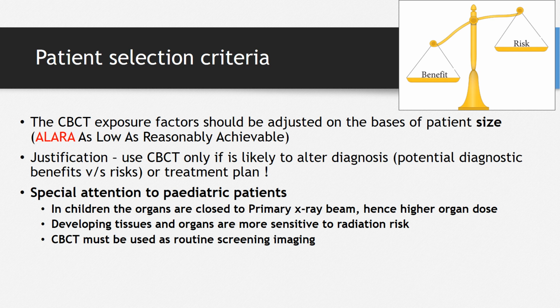So, it's important to pay special attention to pediatric patients, especially children. The organs are closer to the primary X-ray beam, like the thyroid gland, and hence there is higher organ dose. Developing tissues and organs are more sensitive to radiation risk, and you must not use CBCT as a routine screening examination, especially for pediatric patients. Hence, it's important to do your patient selection very carefully.